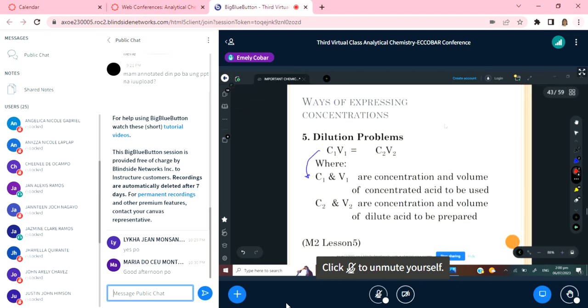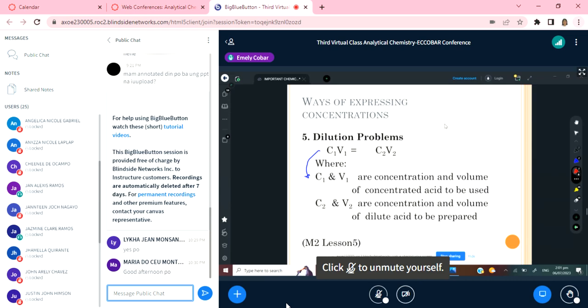Next now. Nasaan na tayo? N2, lesson 5 na ha? N2, lesson 5. Ito ay dilution problems. For dilution problems, anong ibig sabihin? If you have a concentrated solution, pwedeng concentrated acid o kaya stock solution having a higher concentration. And then you're asked to prepare a solution which has a lower concentration.